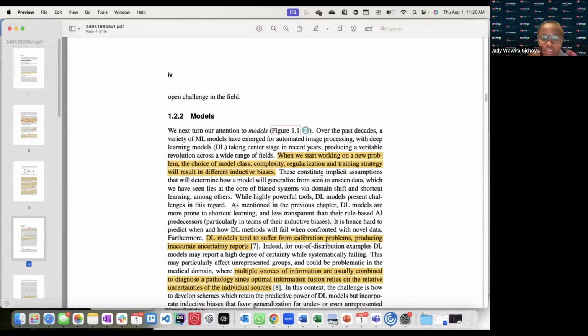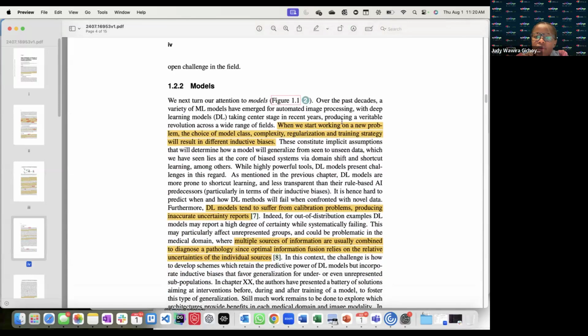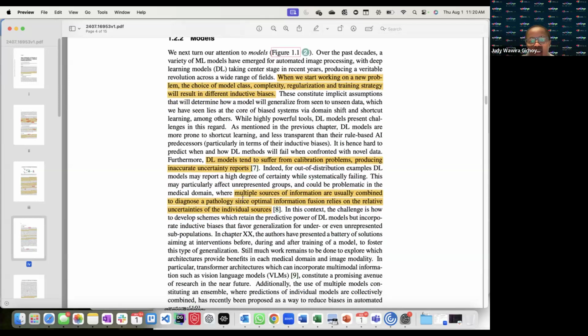So when it comes to models, the choice of model class, complexity, regularization, and training strategy will result in different biases. I can tell you that really, usually you either like a certain model in your group, or you look at a paper and it says DenseNet is the best model, or you say you have to start random. And that's really the reality of our field. So here, I think what they call out is mainly around calibration problems and uncertainty, which is a really powerful growing field.